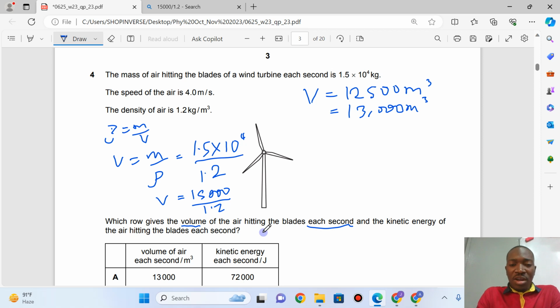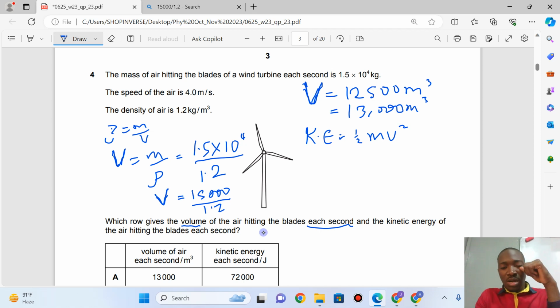Kinetic energy. What's the formula for kinetic energy? Kinetic energy equals half mv square, okay? Where this v is the velocity. Yeah, this second v, the small letter v, represents velocity. The capital letter V represents volume. The capital letter V is the volume of air, right?